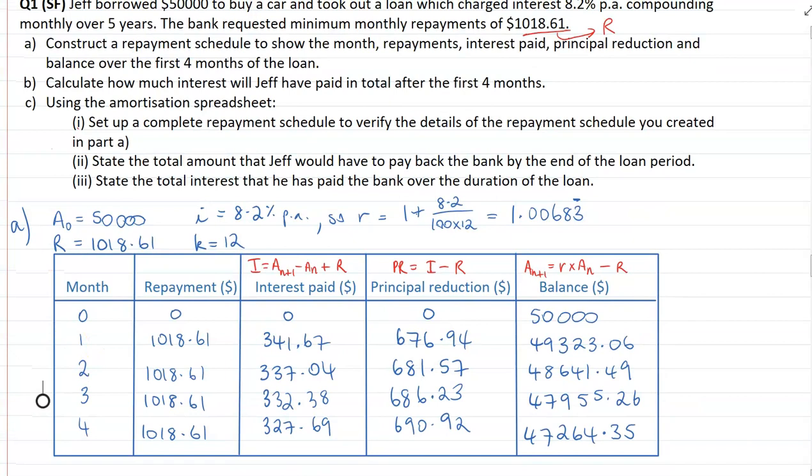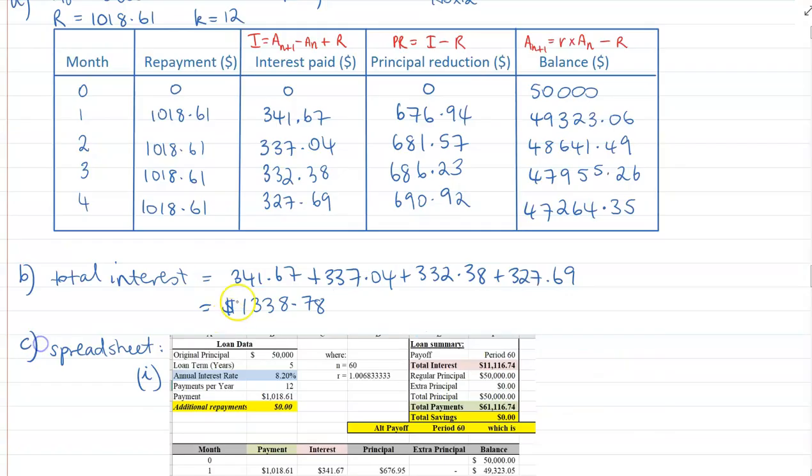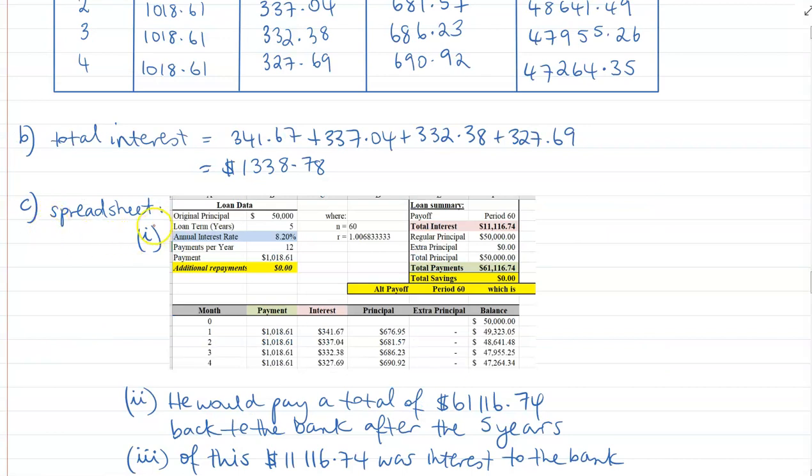For part B, we had to calculate how much interest he paid in total after the first 4 months. So the really quick way is just to add up those 4 lots of interest. You could use the total interest formula that we learned last lesson. However, I just quickly added those up to get $1,338.78.